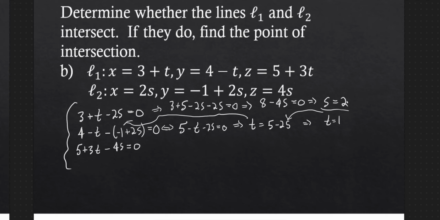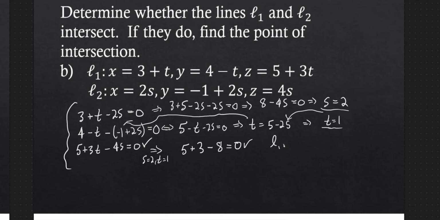So if these lines intersect, s is equal to 2, t is equal to 1. Let's check if the z components, or the z coordinates, of my lines match up with s equal to 2 and t equal to 1. Let's see what we get: 5 plus 3t, and t is 1, minus 4 times 2, so that's 8. 3 minus 8 is negative 5. 5 plus negative 5 is equal to 0, which it should be. So when s is equal to 2 and t is equal to 1, we have that the lines intersect.